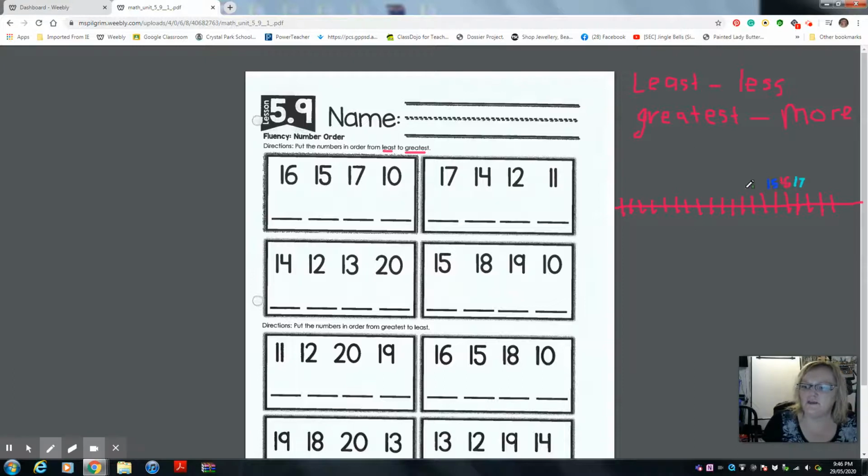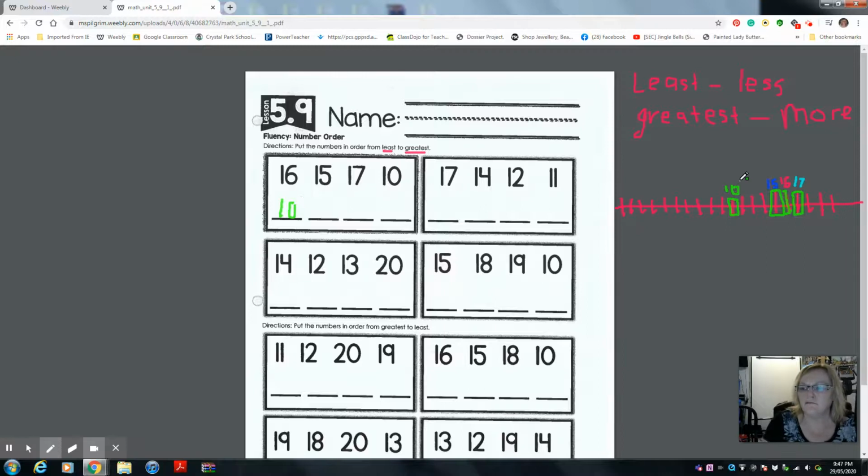15, 14, 13, 12, 11, 10. Right here. Right? 10, 15, 16, 17. So least means less, smallest numbers. Which number is the smallest? Yes, 10, because it's closest to 0. So take our 10 and put it over here.